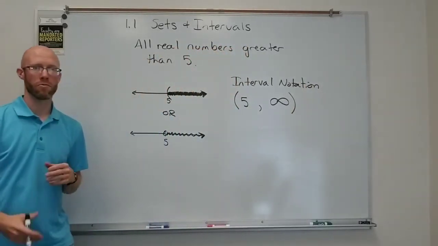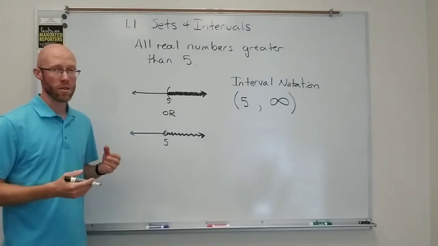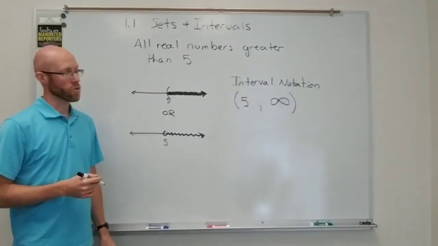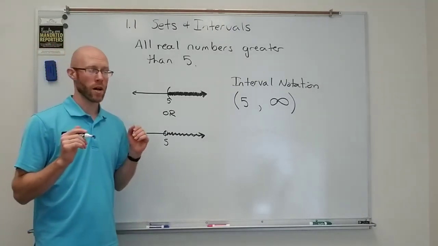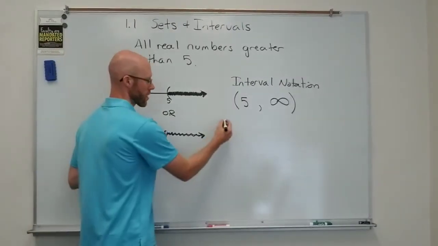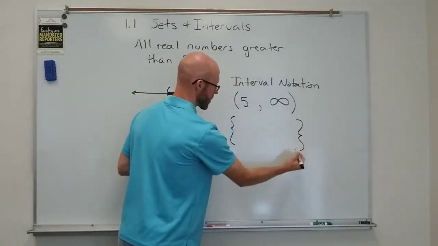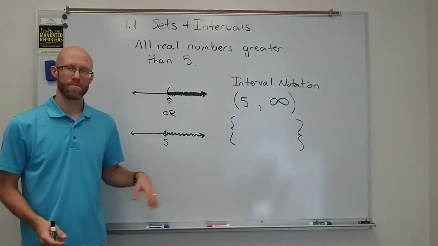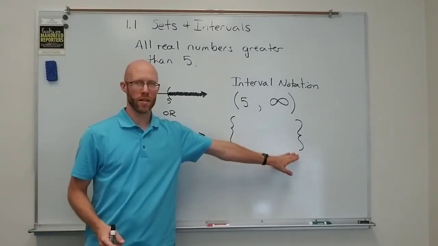Okay, so from 5 to infinity is that set. Now the set notation looks a little bit different. Sets we always surround with braces. A brace is like a squiggly bracket. It's going to look like this. Okay, so these are called braces, and braces go on either side of a set.